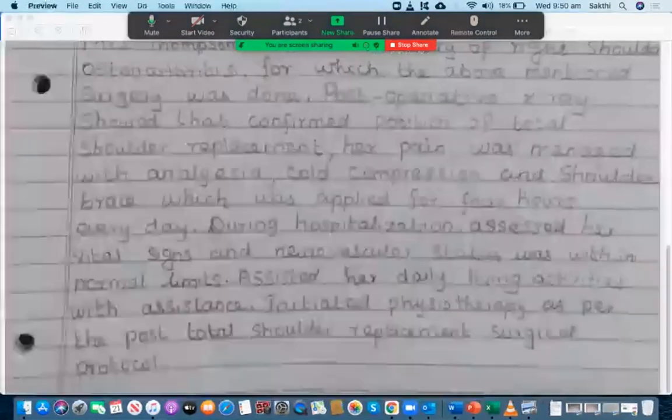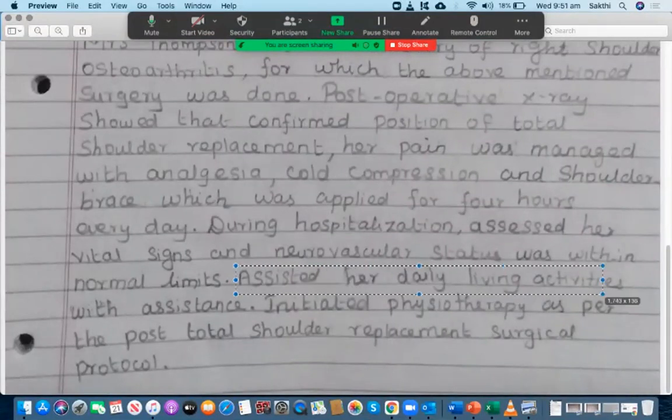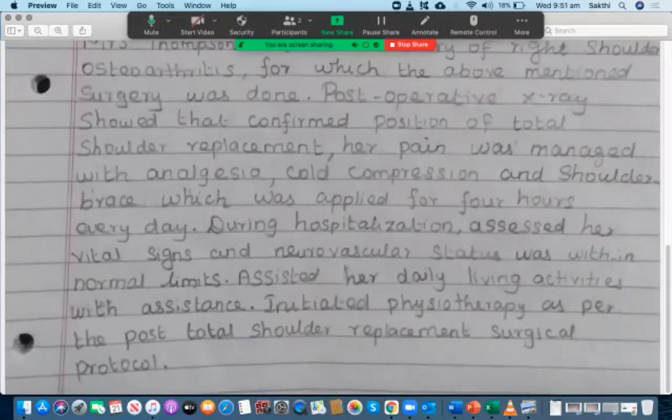Okay, let's go to the next one. Neurovascular status was within normal limits. That's good. Assisted her daily activities. Who assisted it? You can't write a sentence without a subject. You should not do that. This is wrong. You should have mentioned something like she received assistance with her daily living activities, or assistance with her daily living activities was provided. Do you know what I mean?